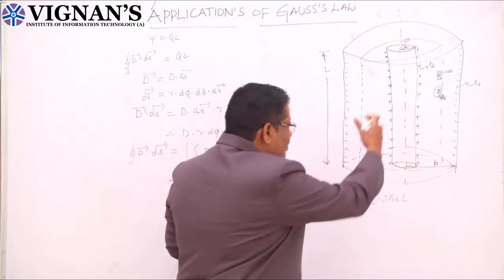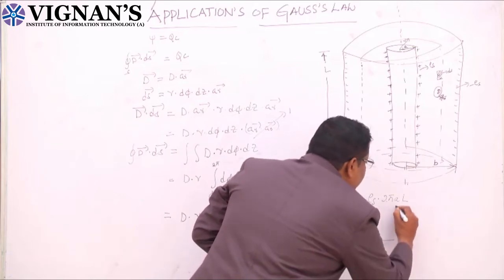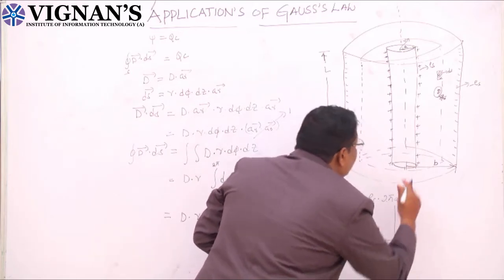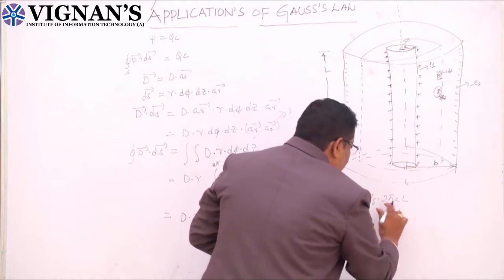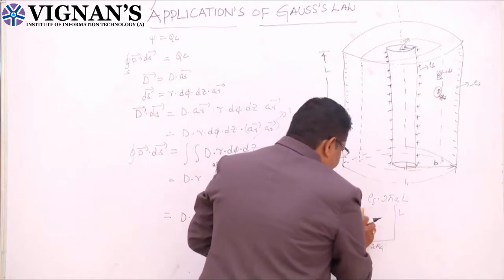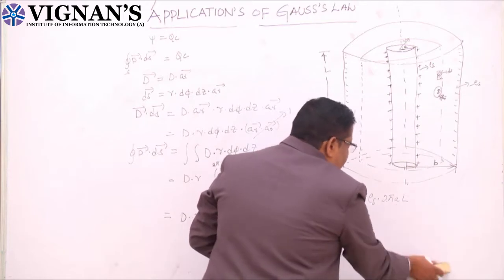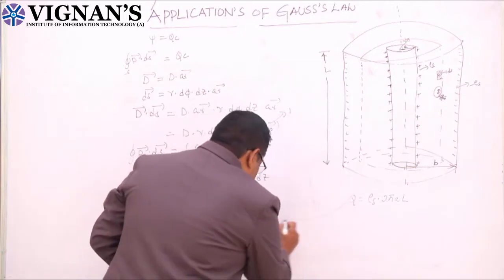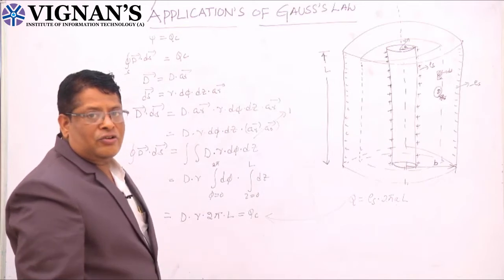If you cut and stretch it, we get 2 pi A. This is the length of the cylinder, so the total surface area becomes 2 pi A into L. This much of charge is placed on the inner cylinder. Charge enclosed by the Gaussian surface.